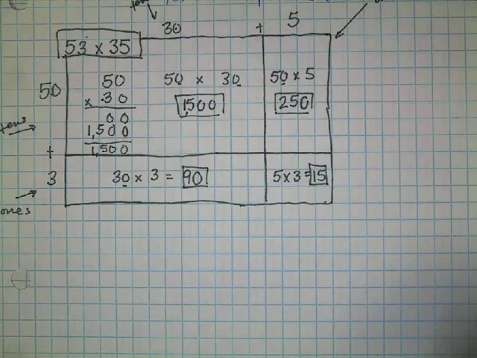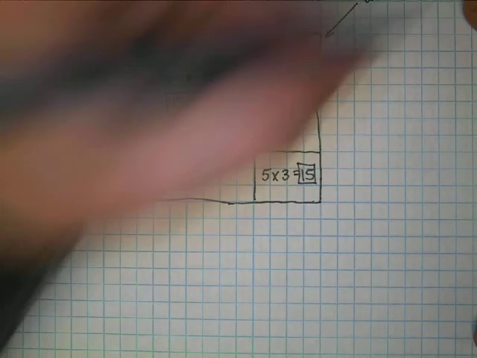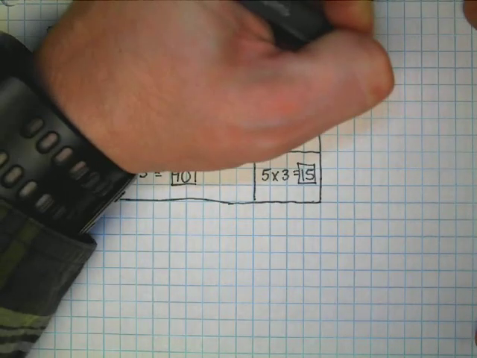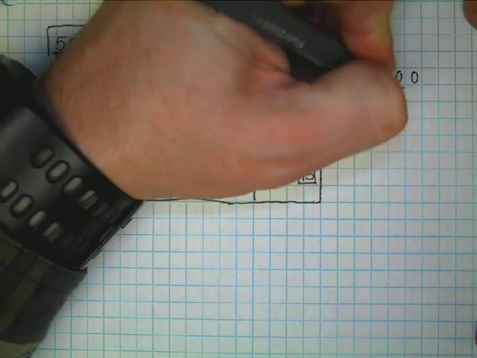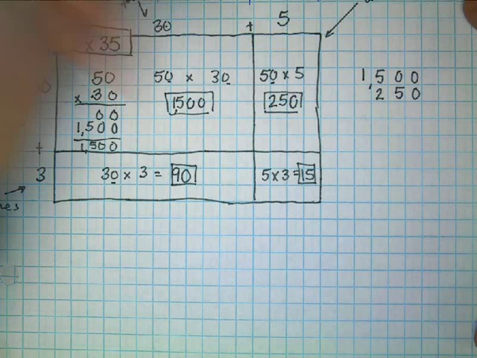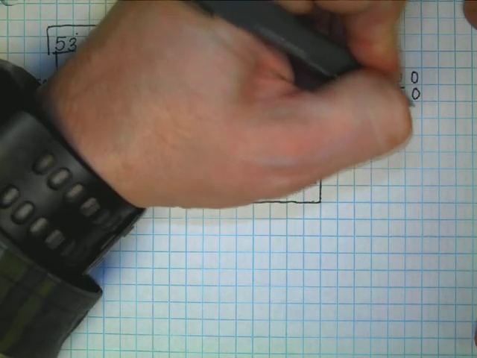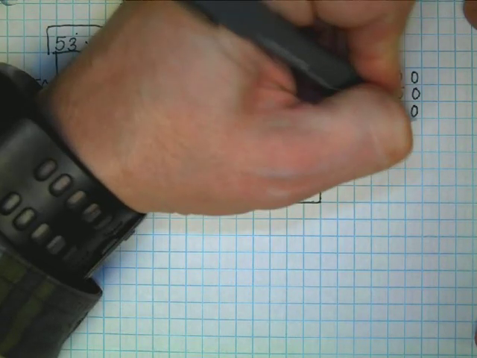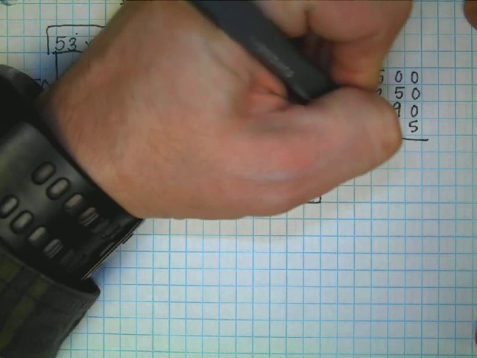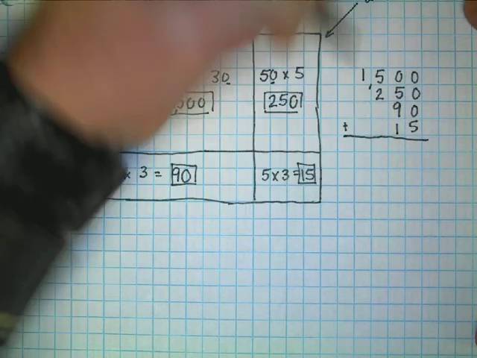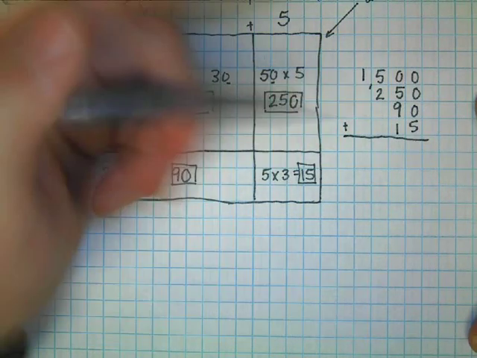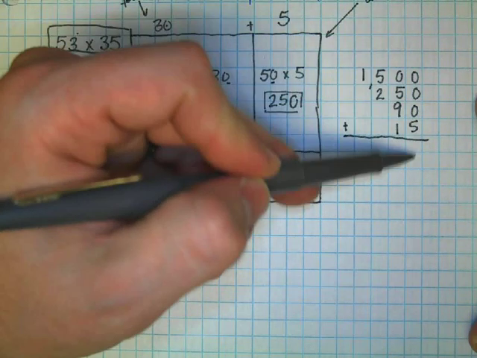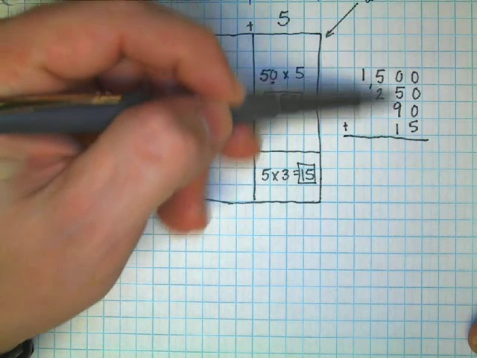So our total product would be, well, we're going to add 1,500 plus 250 plus 90 plus 15. And the great thing about graph paper, what I love about it, is that I can see that this is my ones column. I can see this is my tens column. If I line them up that way, it's a lot easier for me just to see my numbers so I can work with them.